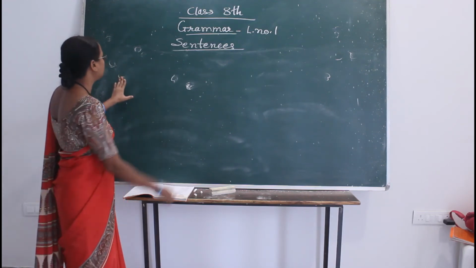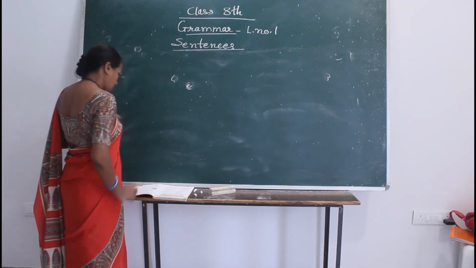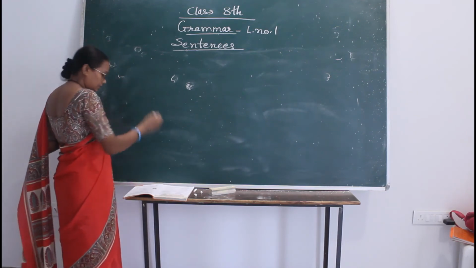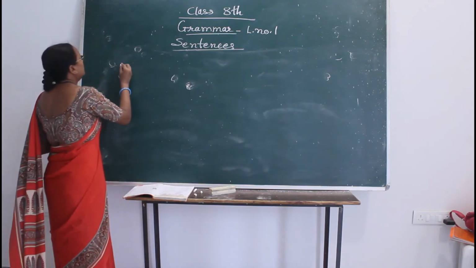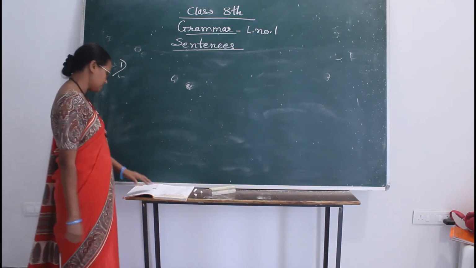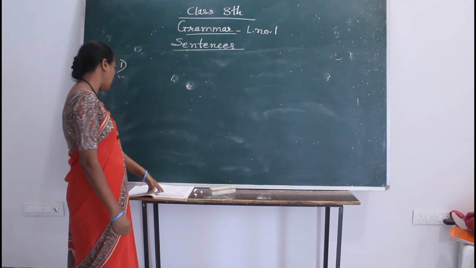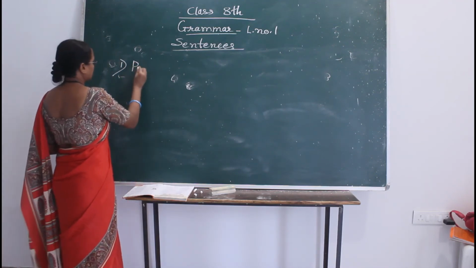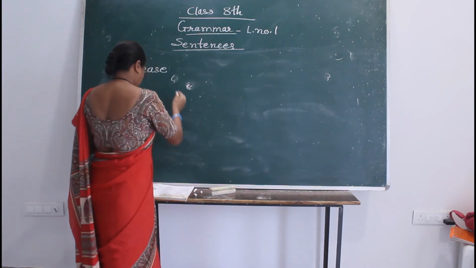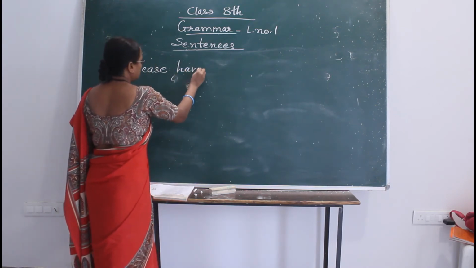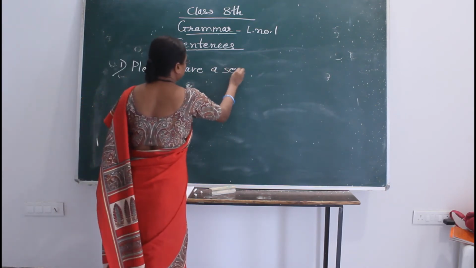Okay? So these 4 kinds of sentences, you have to examine which category the given example comes to. Let's see the first example. First example is please have a seat. Please have a seat.